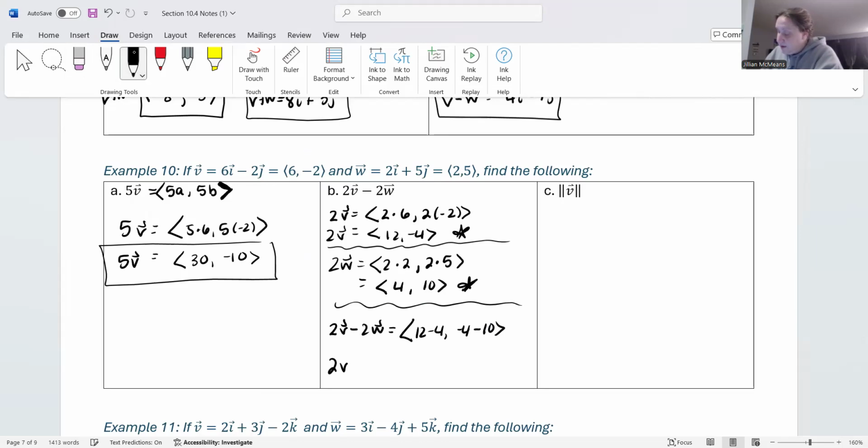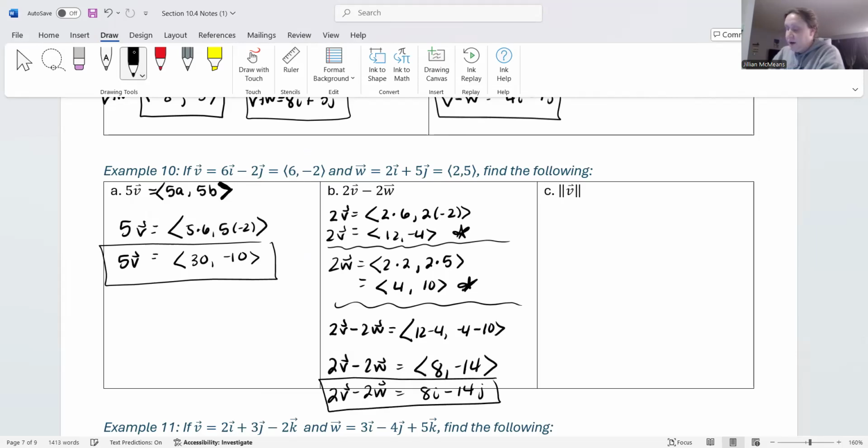And so we can finally say that 2v minus 2w is 8, comma, negative 14. So it has a horizontal movement of 8 and a vertical movement of negative 14. Now, I could also write this as a vector in component form. So I could say 2v minus 2w is 8i minus 14j. Either one is fine. And if I did the same thing up here, I could also do 5v equals 30i minus 10j. You could write that one that way too.